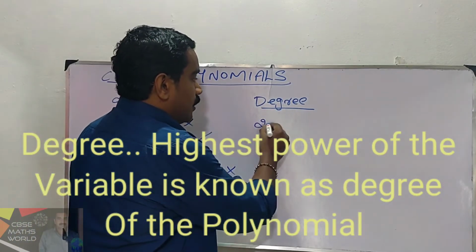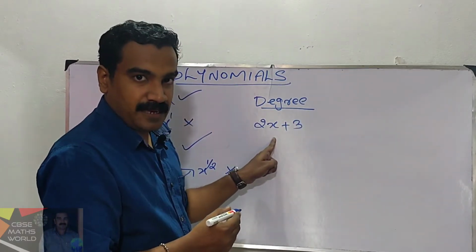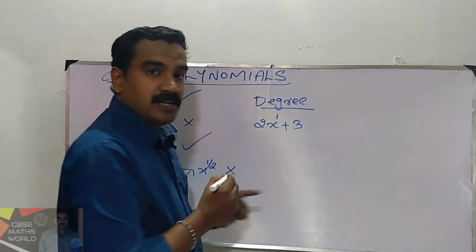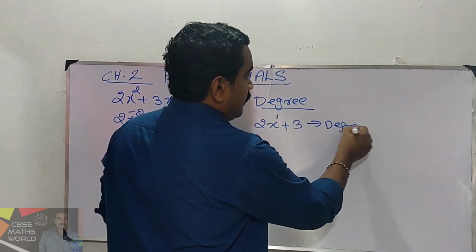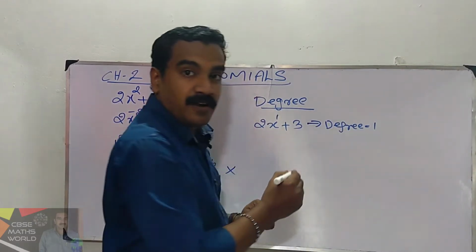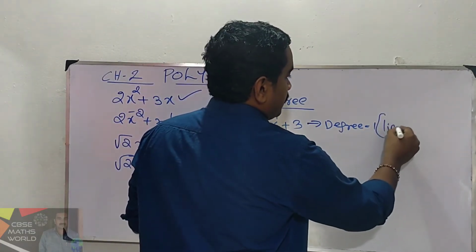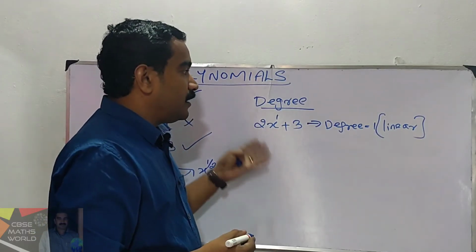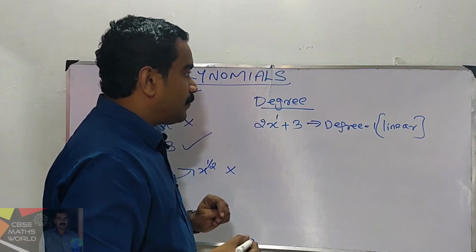Look, 2x plus 3. What is the variable here? x is the variable. What is the power of x? Nothing is written, it means 1. So what is the degree of this polynomial? The degree of the polynomial is 1. If the degree of the polynomial is 1, it is known as a linear polynomial.